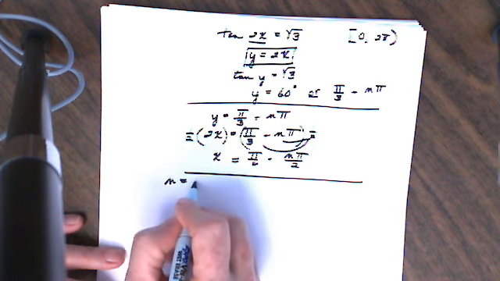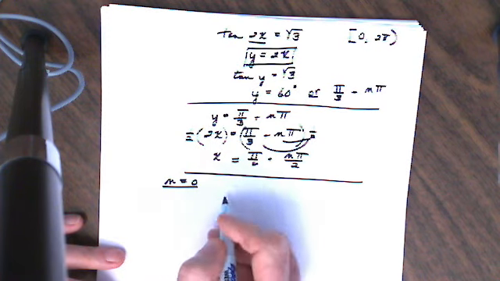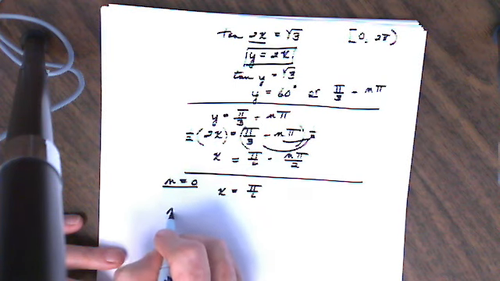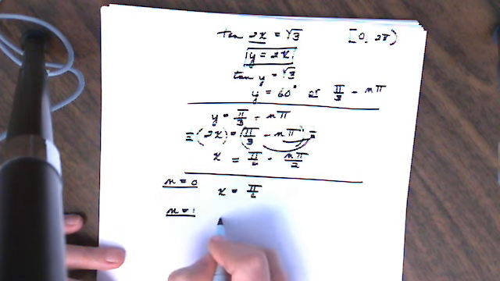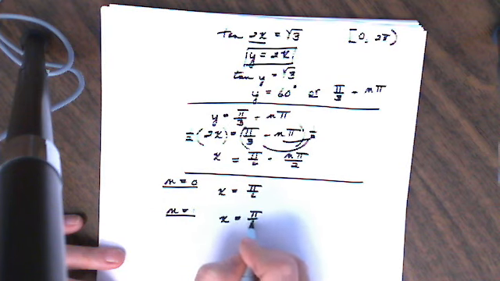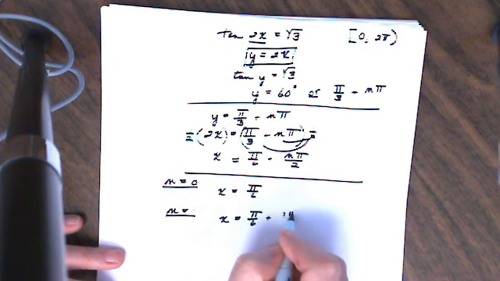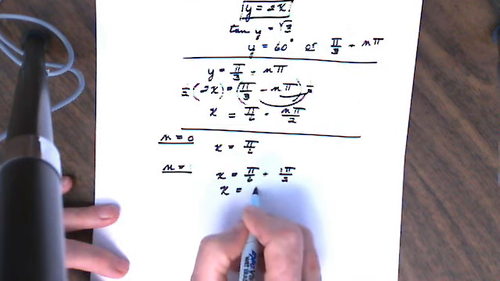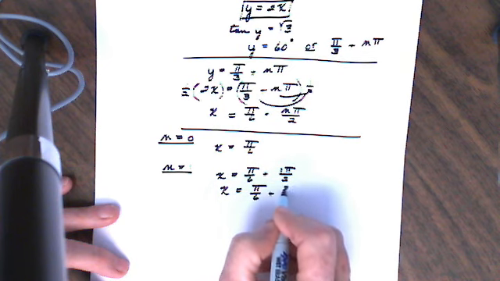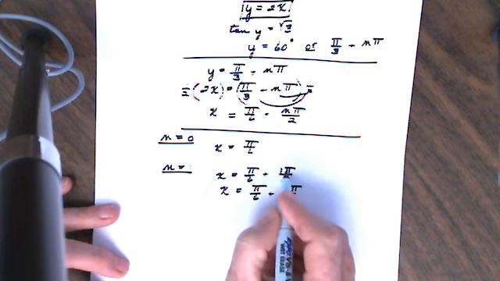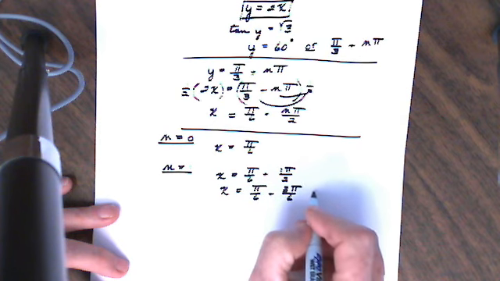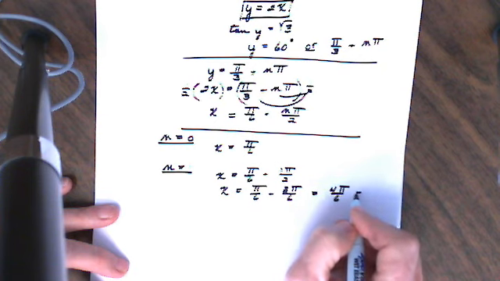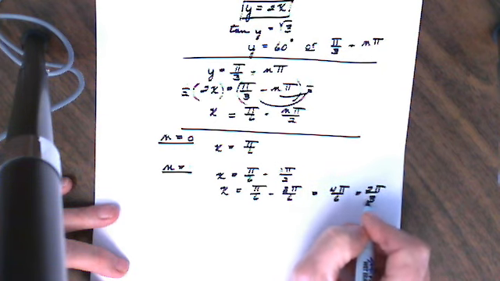Now in the third step in this problem, I am going to replace n over here with varying numbers starting at n equals 0. When I replace n with 0, I get the answer x is equal to pi over 6. If I were to replace n with the number 1, I would get x is equal to pi over 6 plus 1 pi over 2. Getting a common denominator, x is equal to pi over 6 plus 3 pi over 6. That's the equivalent of pi over 2, which gives me the answer 4 pi over 6, which I can reduce to 2 pi over 3.